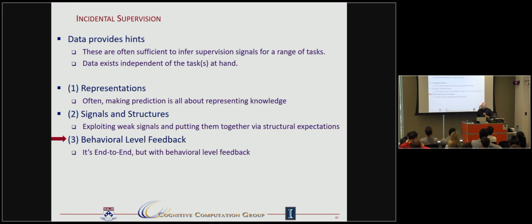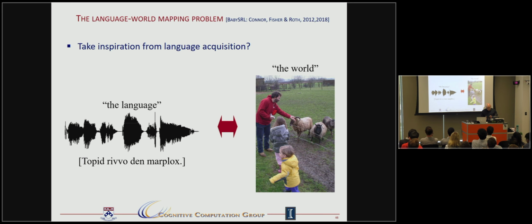So I want to say a few things. I'm a little bit tight on time about behavioral level feedback, or end-to-end learning. I'd like to think about it from the perspective of psycholinguistics, so how kids learn language. I think it's useful to take inspiration from this.